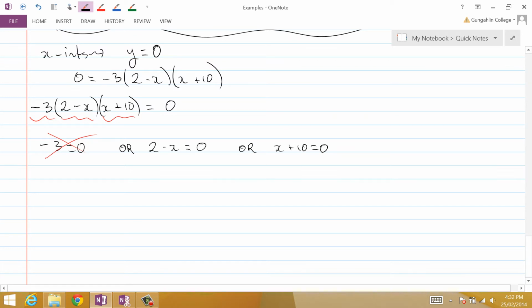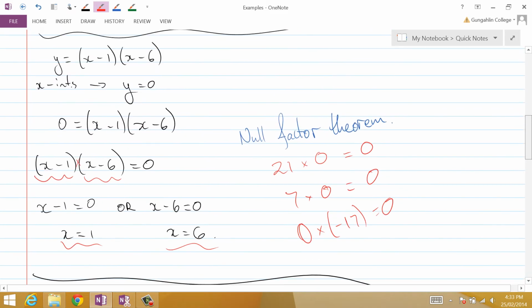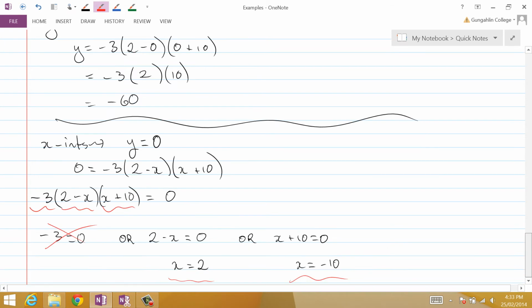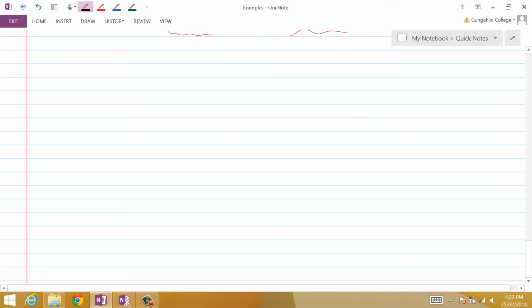It doesn't matter what x is, negative 3 is never 0, so we can rule that out as an option. Looking at this middle one, 2 minus x is only going to be 0 if x equals 2. And this expression here can only be 0 if x equals minus 10. So the y value will only be 0 when one of these two conditions happens, when x is minus 10 or when x is 2. So they are going to be my 2 x-intercepts.